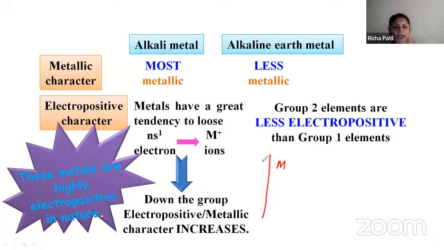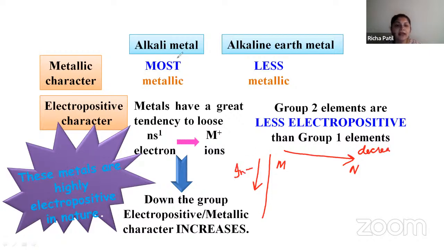So what will happen to the metallic character as you go down? These are all metals. So as you go down the group, the metallic character, or the electropositive nature, keeps on increasing. And as you go across the period, what will happen to metallic character? It will decrease. Why? On your right side, non-metals are present, right? So it decreases across the period and increases down the group.